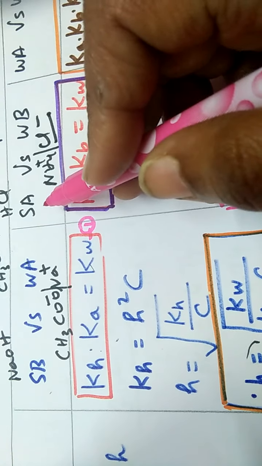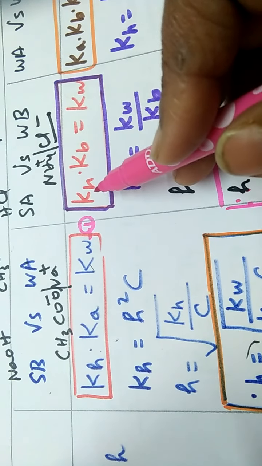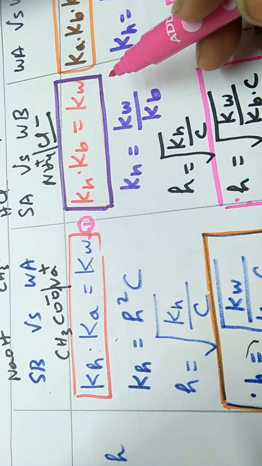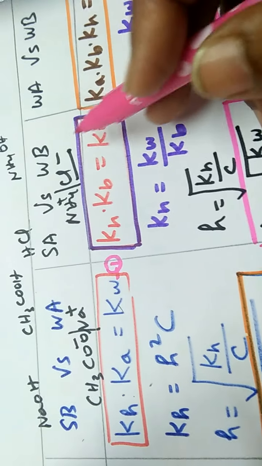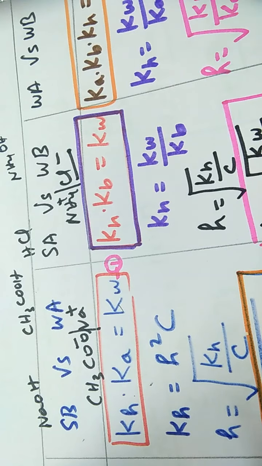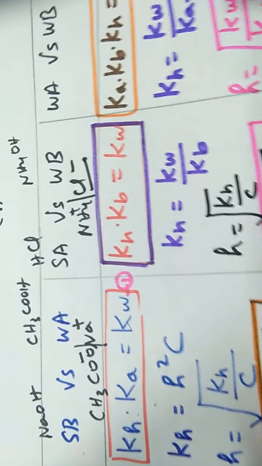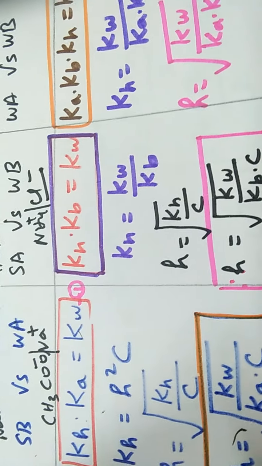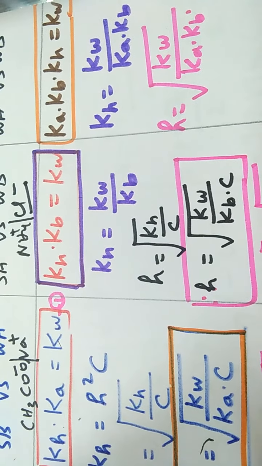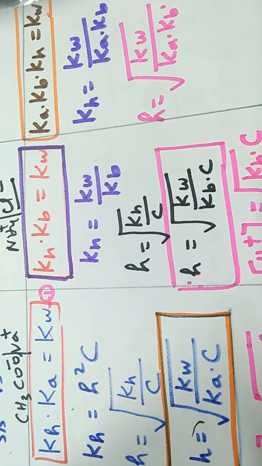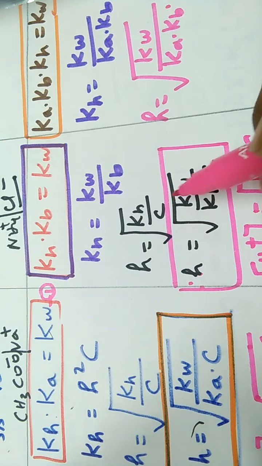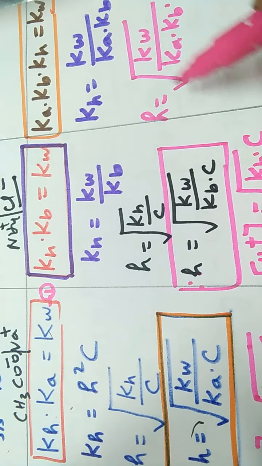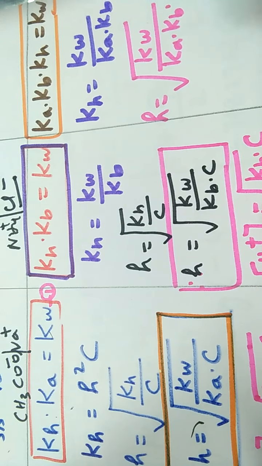If it is strong acid versus weak base, Kh will be equal to Kw by Kb. Weak base is involved. Where both are involved, Kh will be equal to Kw by Ka into Kb. Then the degree of hydrolysis: root of Kw by Ka into C, here root of Kw by Kb into C, and here root of Kw by Ka into Kb.